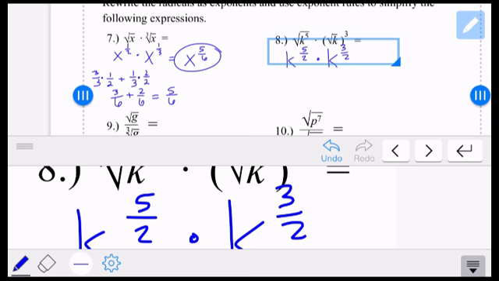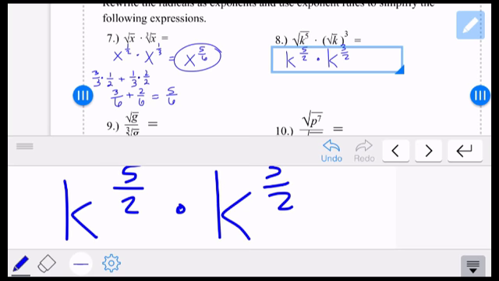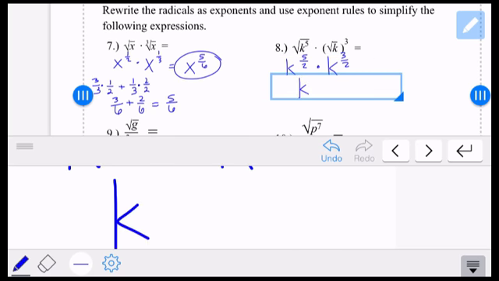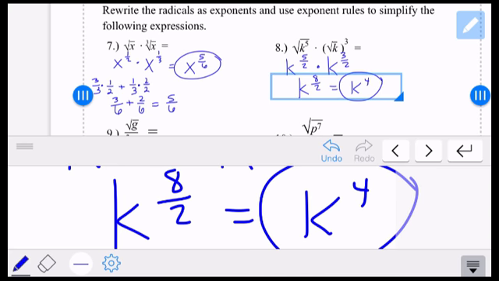So we're multiplying these guys together. What do we do with the exponents? We should add. So 5/2 plus 3/2 is going to give us 8/2. And then what's 8/2? That's just 4. So really this whole thing is just k to the 4th power.